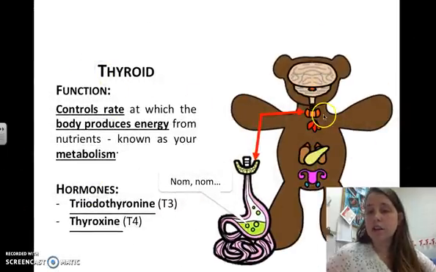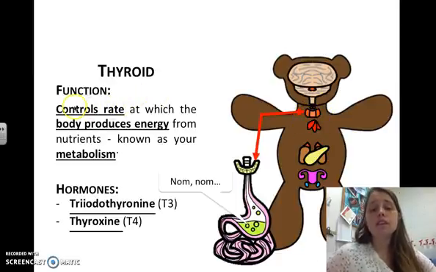Now here's the thyroid. So we've got our pituitary, our parathyroid, and now our thyroid, which is in our neck. This controls the rate at which the body produces energy from nutrients, known as your metabolism. So if you have a slow metabolism, it's usually your thyroid's fault. If you have a fast metabolism, it's usually your thyroid's fault.